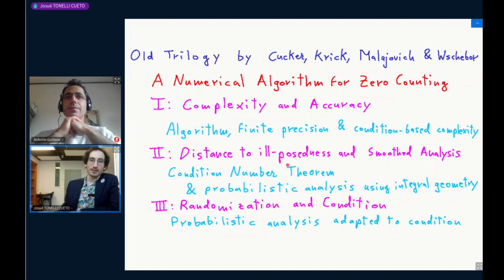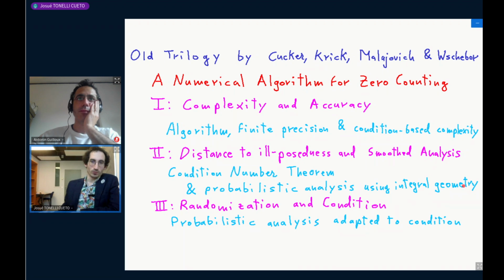This just means that the condition number that they introduced in the first part, they relate it to the distance to the discriminant. And with that, they do a probabilistic analysis of the algorithm using integral geometry. And then in the third part, "Randomization and Condition," they essentially do a probabilistic analysis adapted to the condition number.